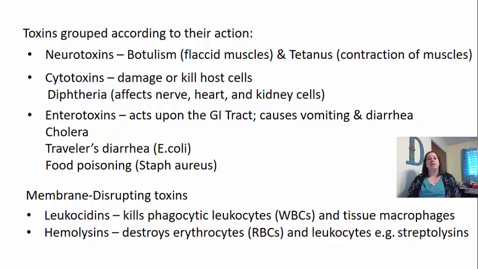The next one are called cytotoxins. These damage or kill the host cells. Diphtheria is an example. It can actually damage or kill nerve cells, heart cells, and kidney cells.